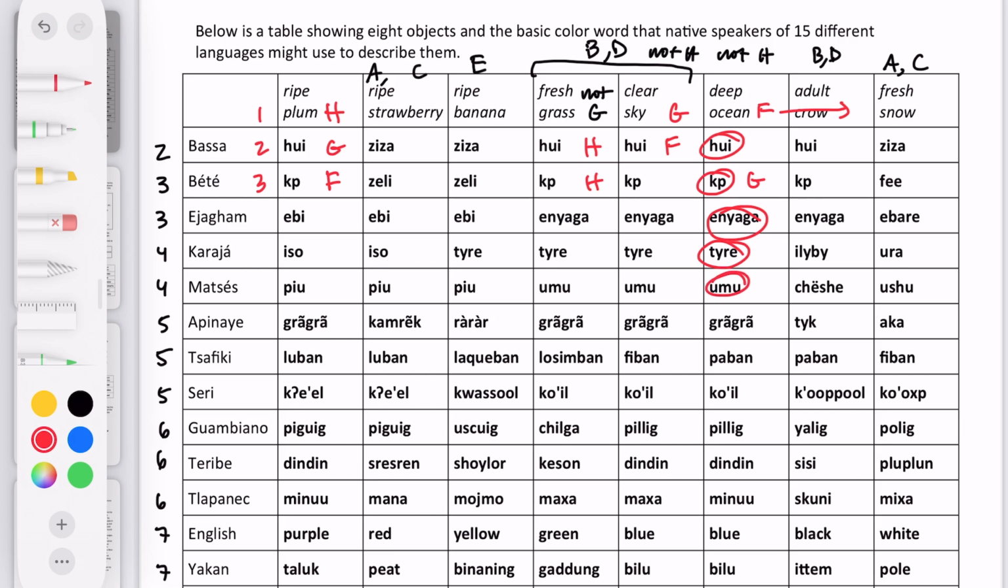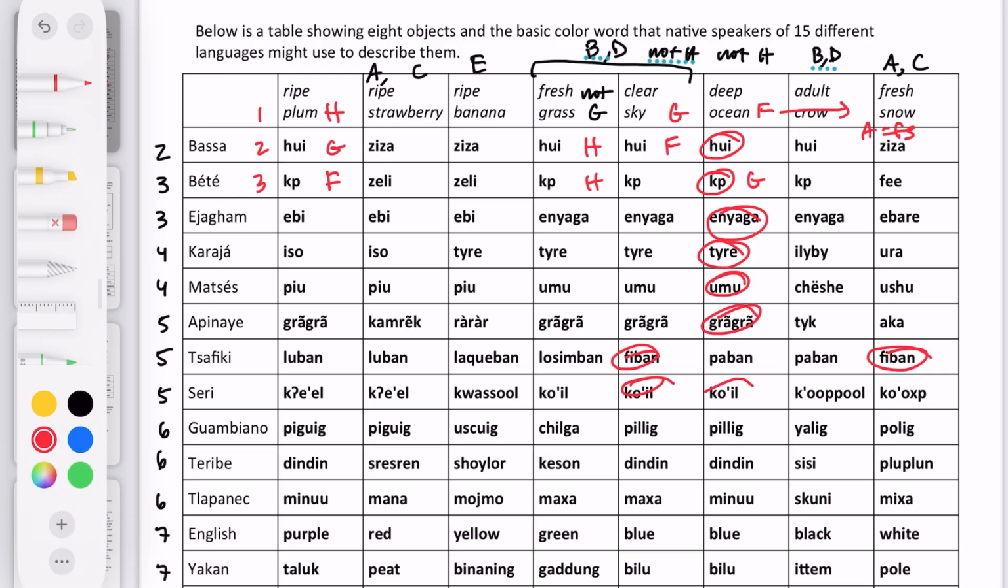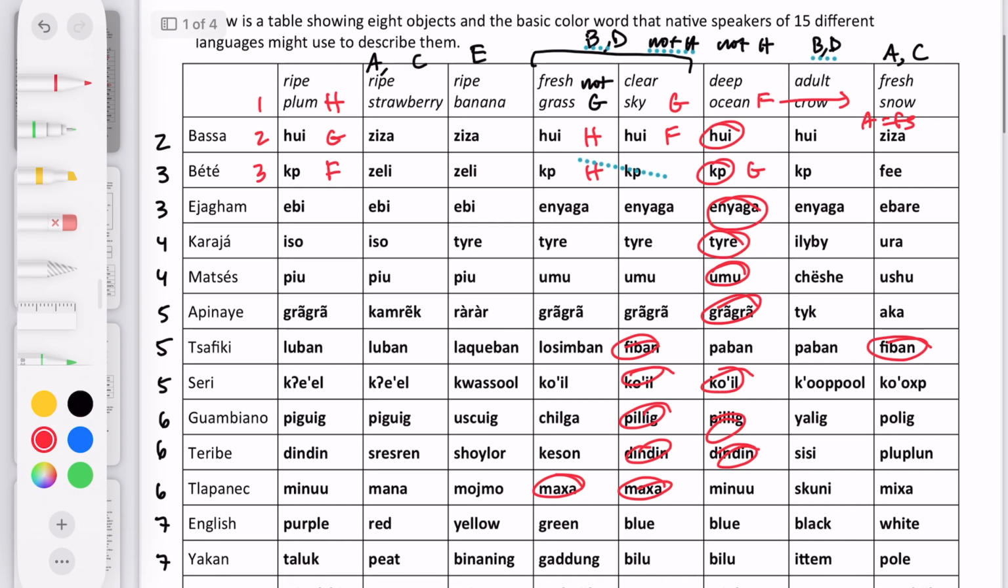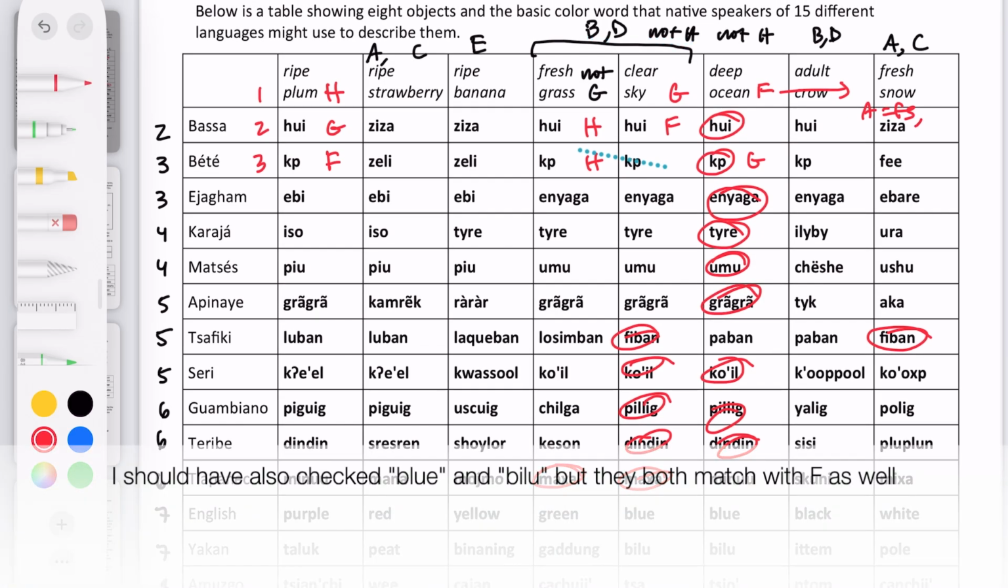Tire with F, Mumu with F, and so on. We get Vibon, which is matching with only this fresh snow category, which means that there's a condition here where A equals FS. And then Koya with F, Pili with F, Dindin with F, and then Maxa with this. That's the only other Maxa with fresh grass, so that means D would have to equal fresh grass.